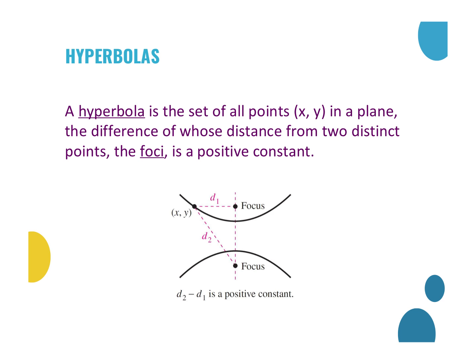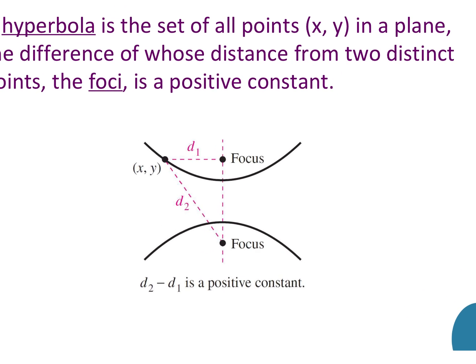It says a hyperbola is the set of all points x and y in a plane, the difference of whose distance from two distinct points, the foci, is a positive constant. A couple of things that we have for our hyperbolas. Again, they look like two mirrored parabolas. We're going to have two of them. We'll have two foci inside of each of the parts of the hyperbola. And then we'll also have a transverse axis that goes through the foci, which we'll talk about more on the next page too.